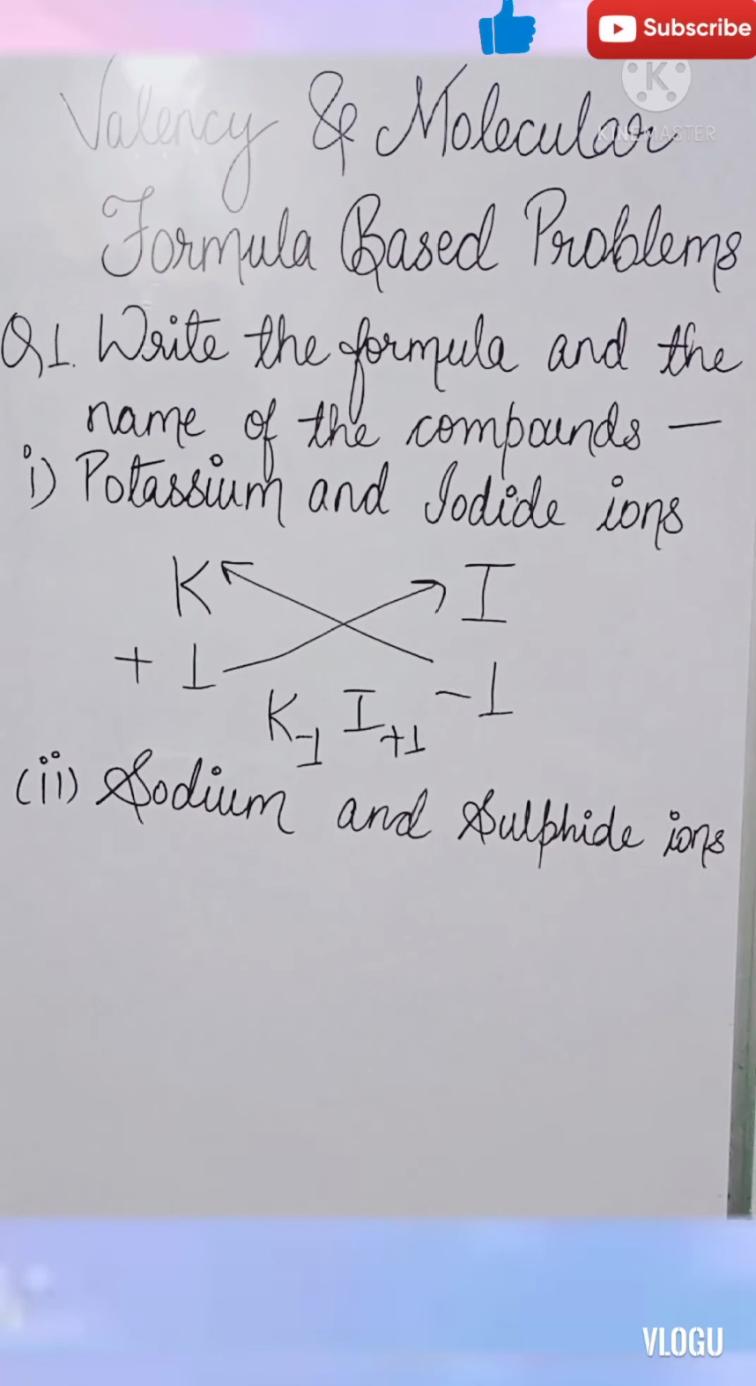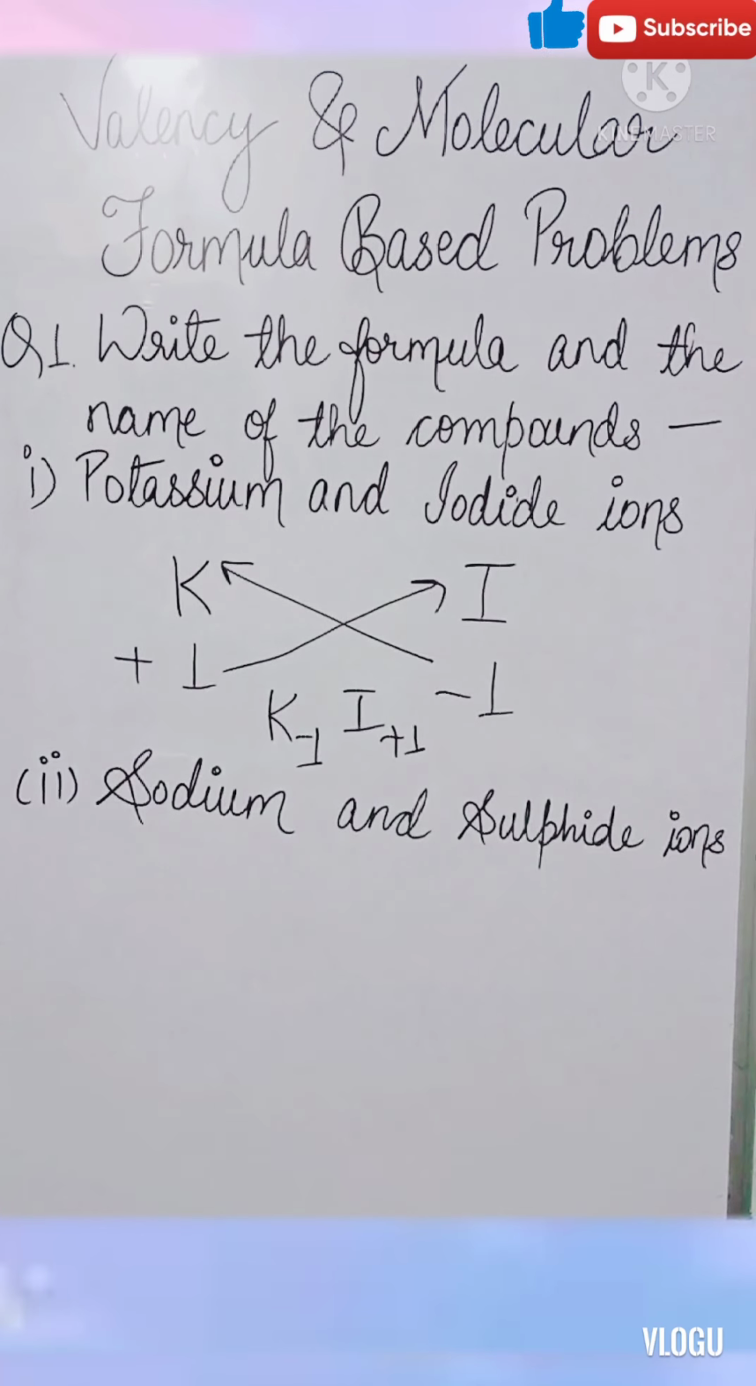But as I have told you in the previous video, we do not write the subscripts which are the same, so we don't write here -1 and +1. So the formula for these ions is KI, and its name is potassium iodide. Now moving on to the next question.